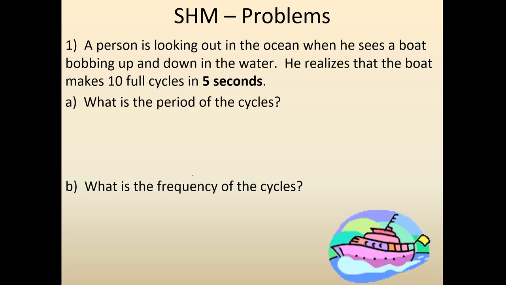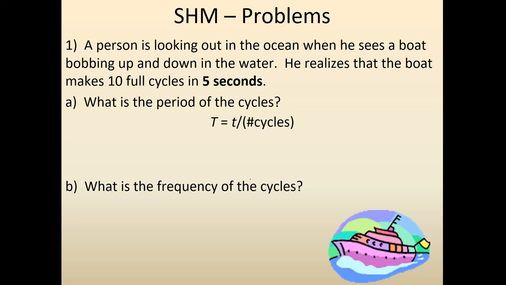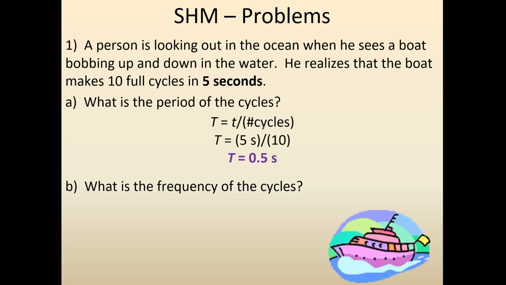All right. So the first question is, what is the period of the cycles? If I go back to the definition of the period, it was the time it takes for one cycle. Time for one cycle. Time per cycle. That means I'm dividing time and cycles. So this quote unquote equation comes from the definition that period is time per cycles. So I take the 5 seconds, divide it by 10, and I get 0.5 seconds.